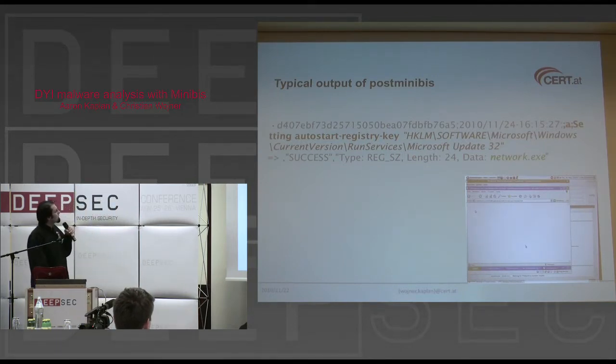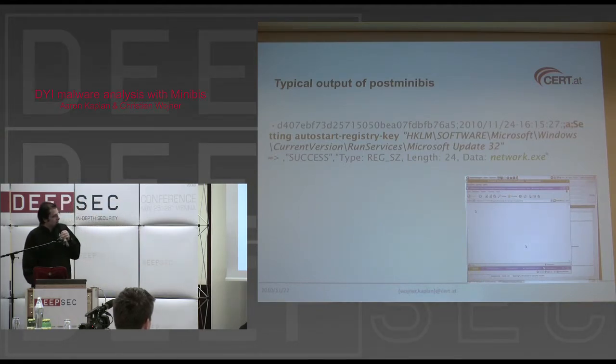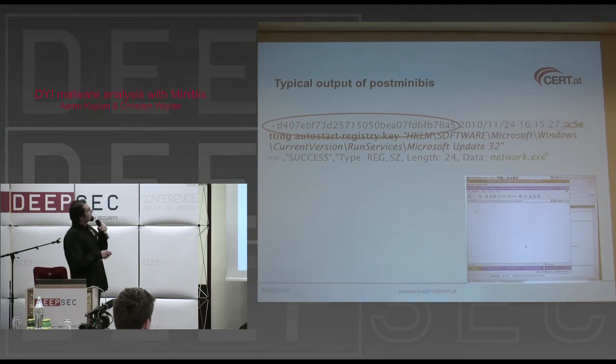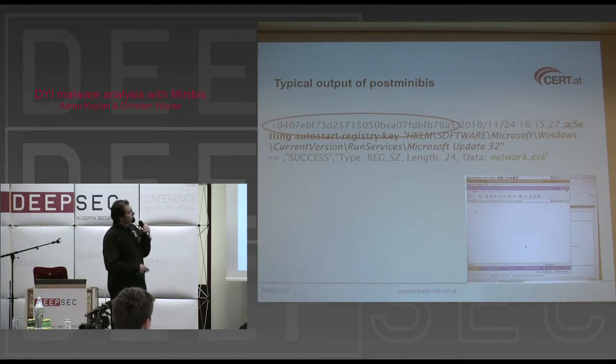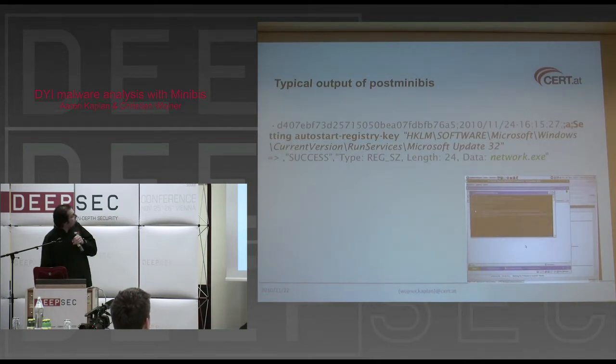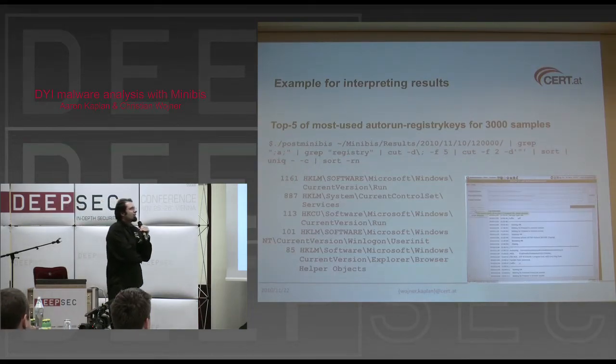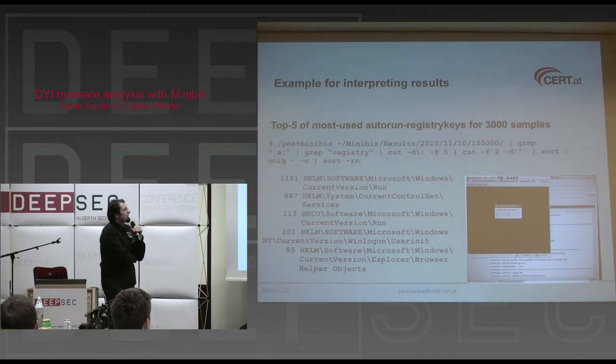And here it wrote in an autostart registry key the written file network.exe. So this is the MD5 of the sample. Here is the timestamp of the sample being analyzed. The severity. So again, FTP transfers in the background. Yeah. Okay. One example evaluation.